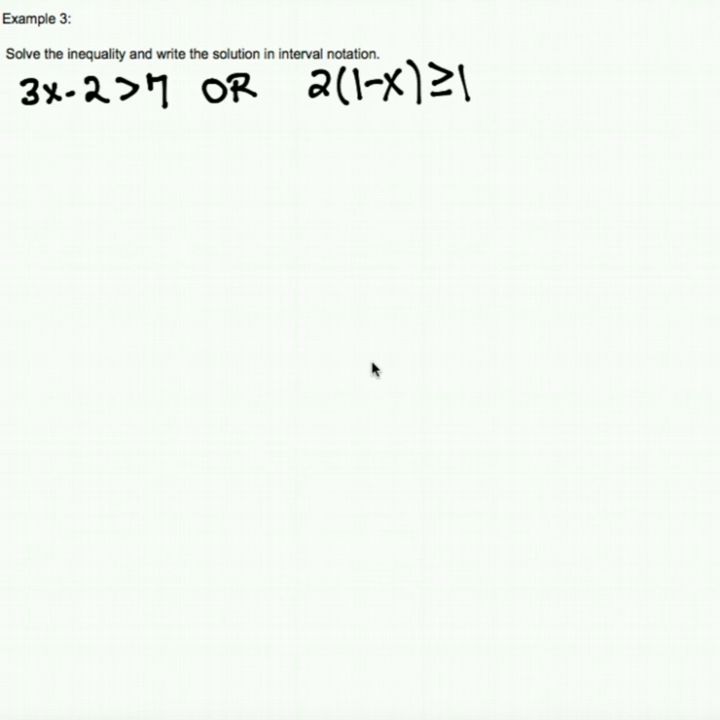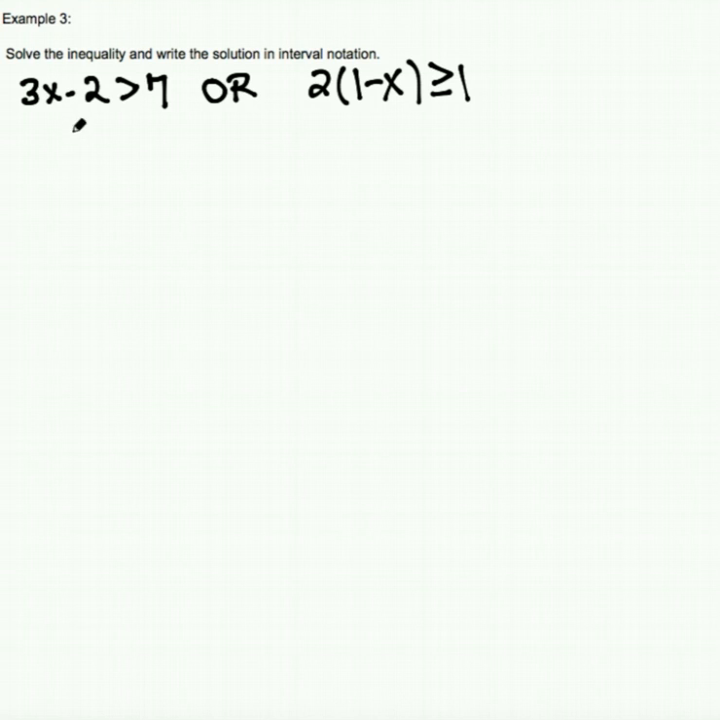In example 3, we're going to see our first compound inequality. It says solve the inequality and write the solution in interval notation. Notice it doesn't say we have to graph it anymore, but sometimes that helps us to get it into interval notation. With a compound inequality that involves an or, we have 2 separate inequalities and we can solve them separately. So the first inequality, 3x minus 2 is greater than 7.